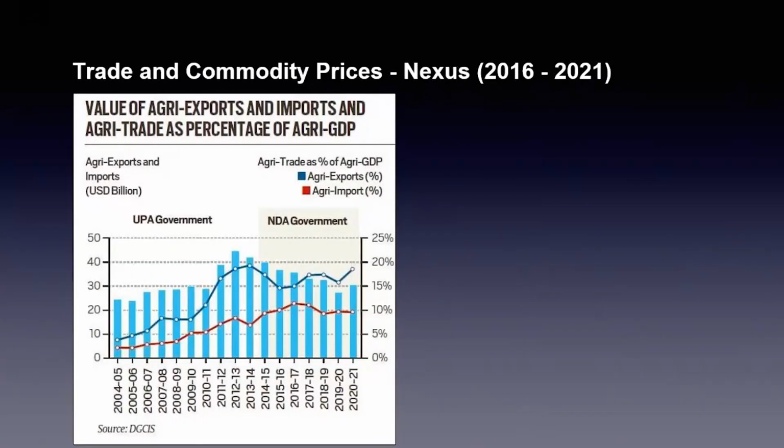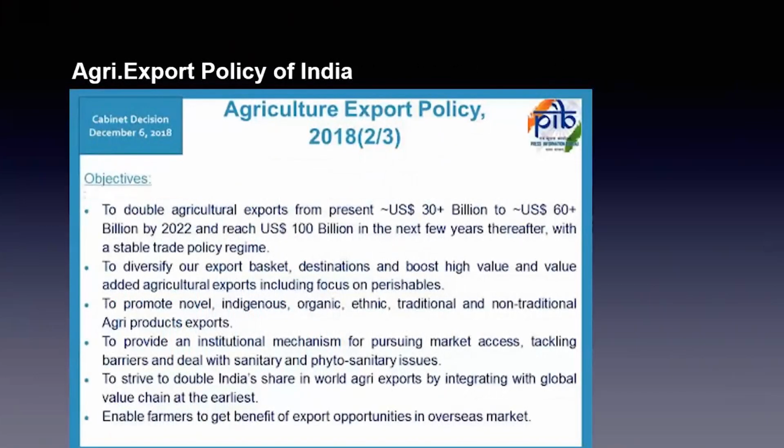Okay, you can see it is on an increasing trend, and this is about the trade and commodity nexus, the prices nexus happening for our farm commodities. Then, with the help of the policy framework, the government of India came out with the idea of boosting farm exports. So each state is advised to have its own farm export policy.